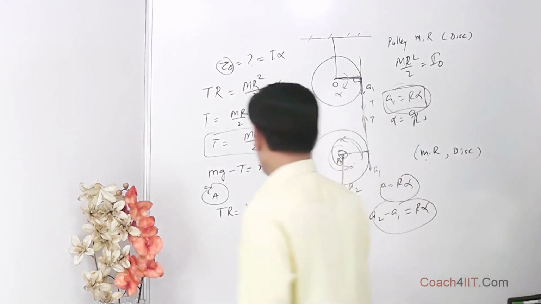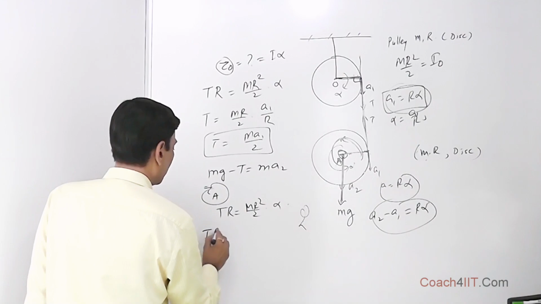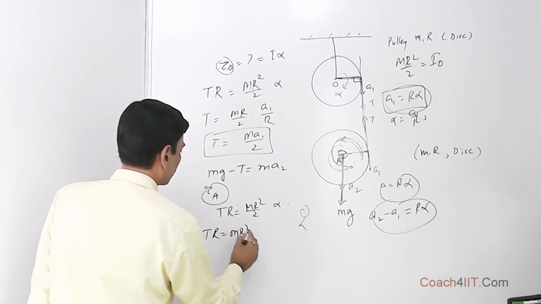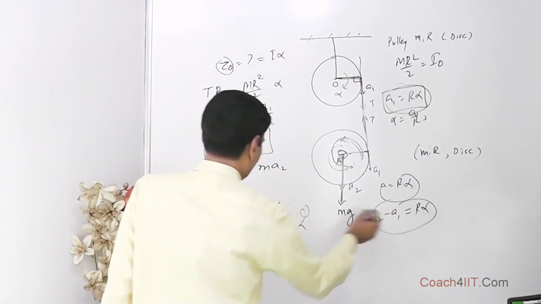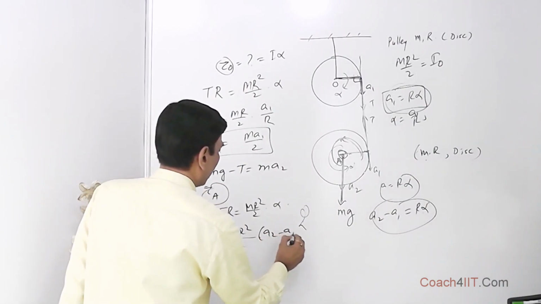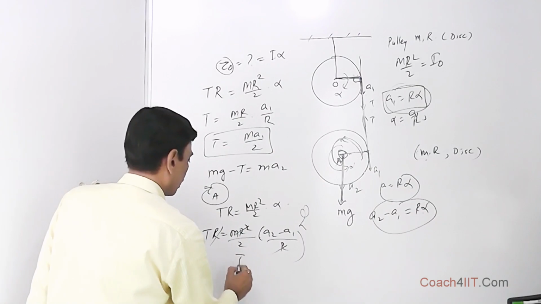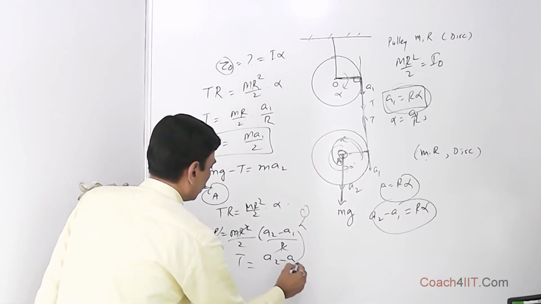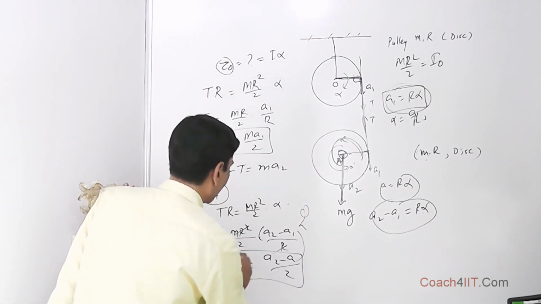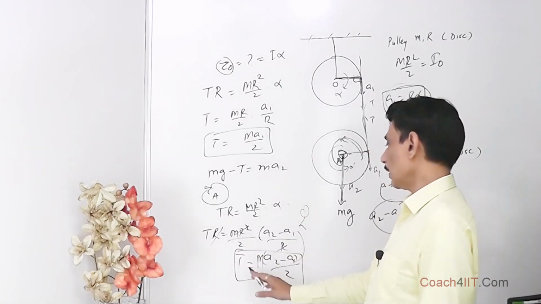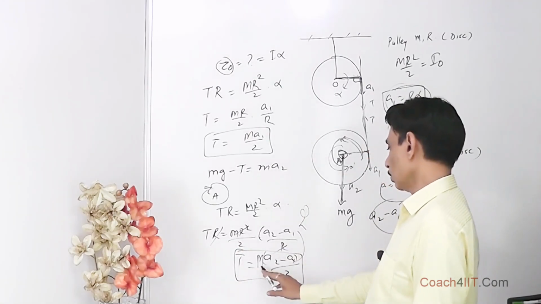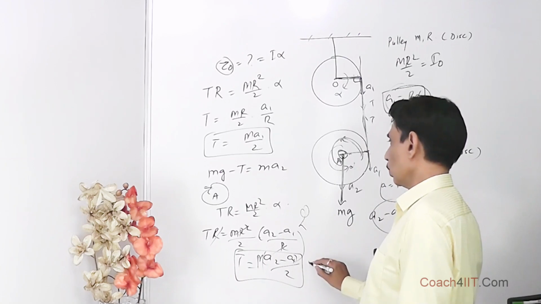So we put alpha over here. It comes out to be T into R is equal to MR square by 2 into alpha, and alpha is A2 minus A1 by R. R square gets cancelled. So T is equal to M by 2 into A2 minus A1. So this is one equation we get.